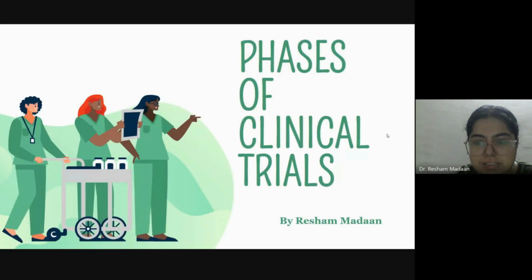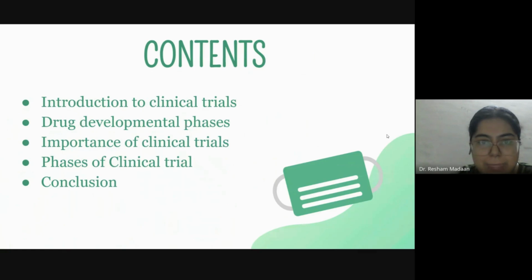Phases of clinical trials today. We'll be talking about the introduction to it, the drug developmental phases, the importance of trials, why we need to conduct them, and the phases of clinical trials.